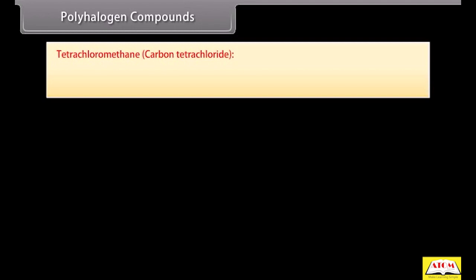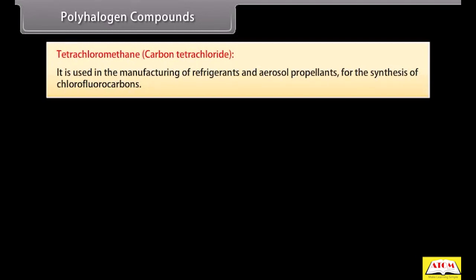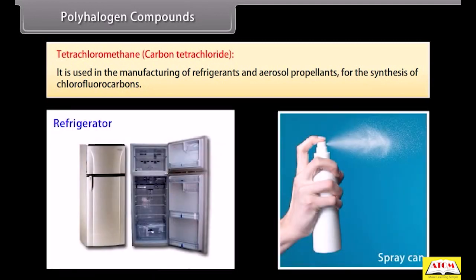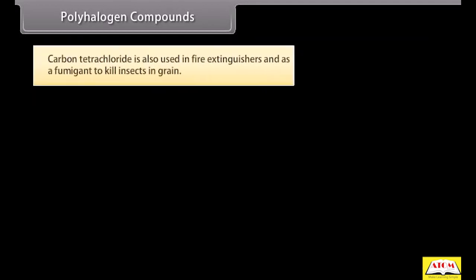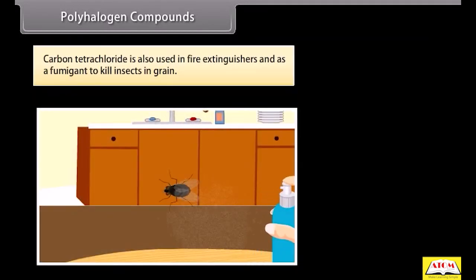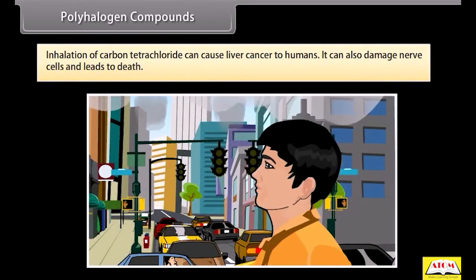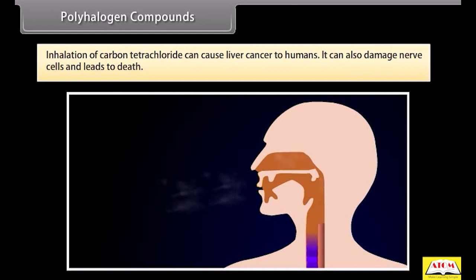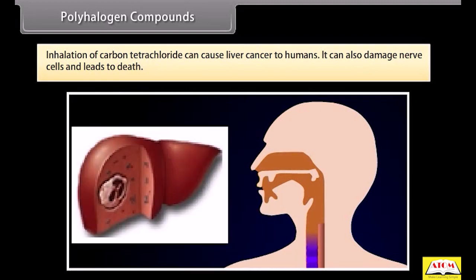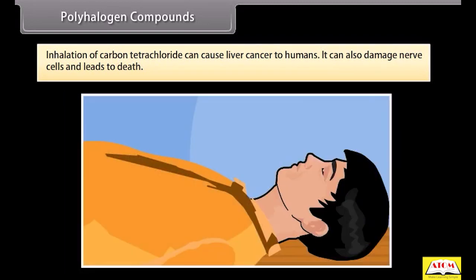Tetrachloromethane, carbon tetrachloride. It is used in the manufacturing of refrigerants and aerosol propellants, and for the synthesis of chlorofluorocarbons. Carbon tetrachloride is also used in fire extinguishers and as a fumigant to kill insects in grain. Inhalation of carbon tetrachloride can cause liver cancer in humans. It can also damage nerve cells and lead to death.